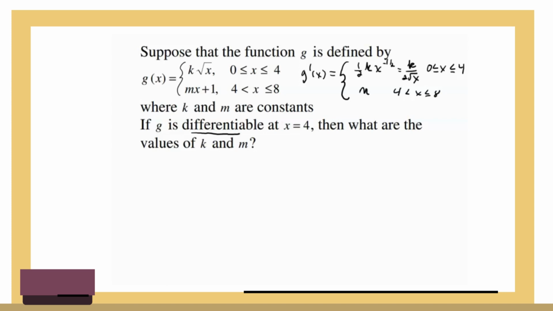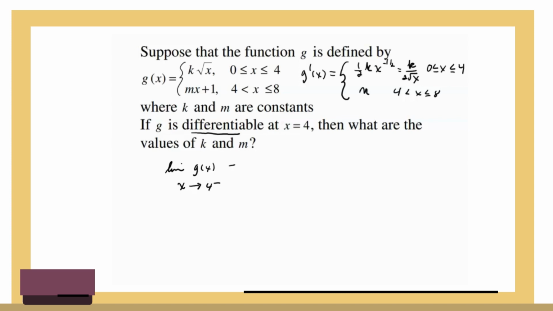So the first thing I'm going to do is come up with a system of equations in order to get my k and m values. I'm going to do the limit of g of x as x approaches 4 from the left, and the left hand and right hand limits, because if g is differentiable, it's also continuous, so the left hand and right hand limits would have to be the same.